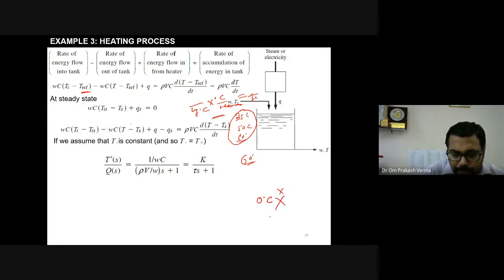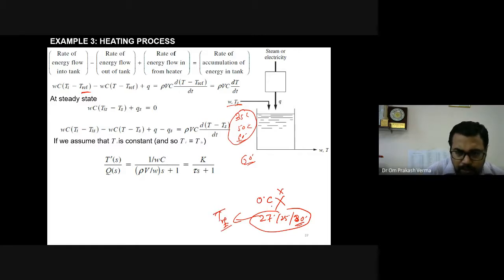We have increased the temperature from room temperature, or 27 degrees Celsius or 25 degrees Celsius or near about 30 degrees Celsius. So this is the T reference. We are increasing the temperature with respect to this temperature, from 30 degrees Celsius to 60 degrees, not from 0 degrees Celsius to 60 degrees Celsius. Therefore, we have taken T minus T reference. So ultimately this is the equation representing the heat transfer in this tank.